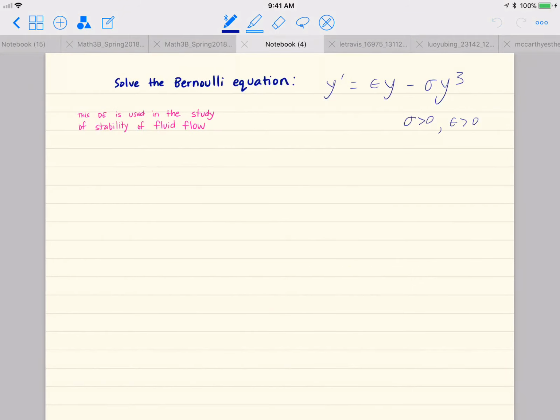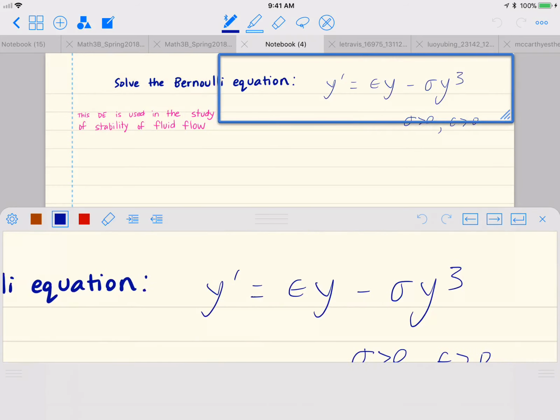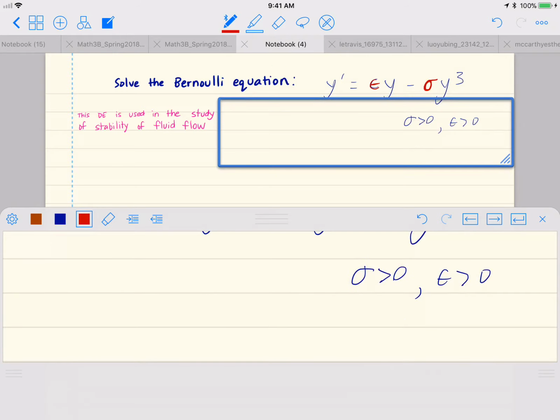Solve the Bernoulli equation. Now notice here, we've got a Bernoulli equation, and we have two constants. One constant is epsilon, and the other constant is sigma. Now, epsilon is a number, usually a small number, right? And sigma is another number, and they're both positive.